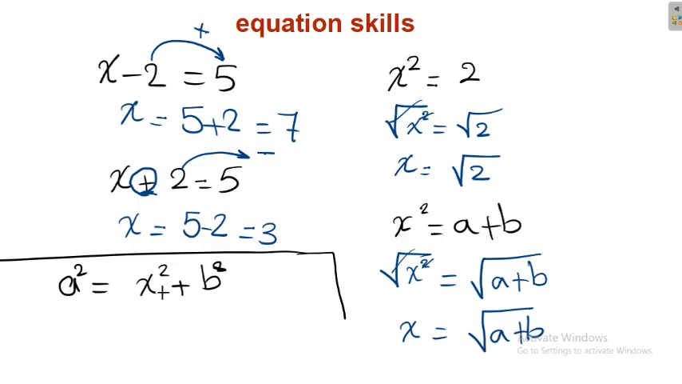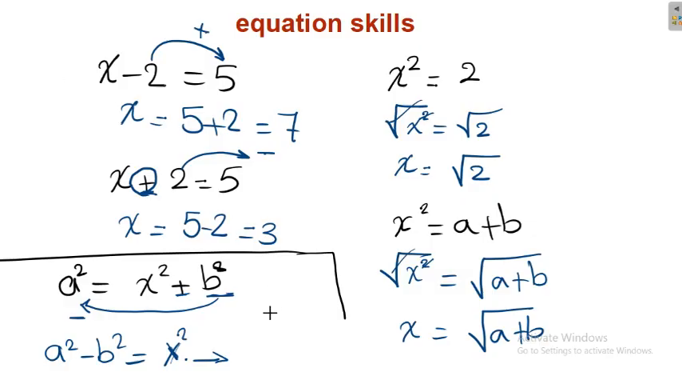But we have two problems. The first problem is that we have x squared, and beside x squared we have plus b squared. So first get rid of b squared, send it to the other side. The operation here is plus, so send it to the other side by subtraction. So a squared minus b squared equals x squared. Now we have x squared alone in one side. How to get x from x squared? Simply by taking the square root. So the square root of a squared minus b squared equals x.